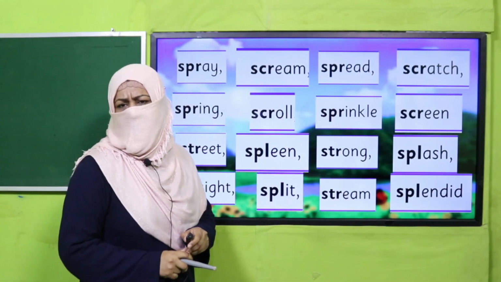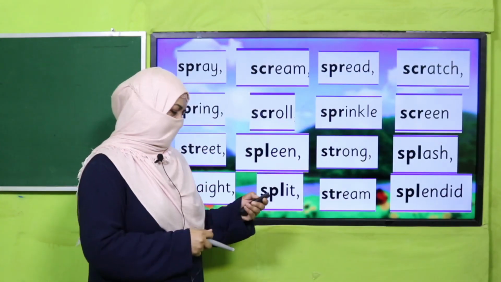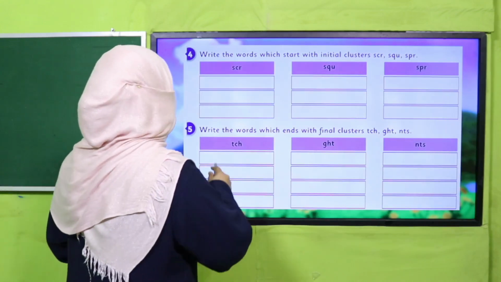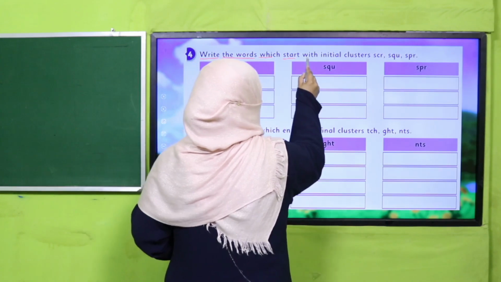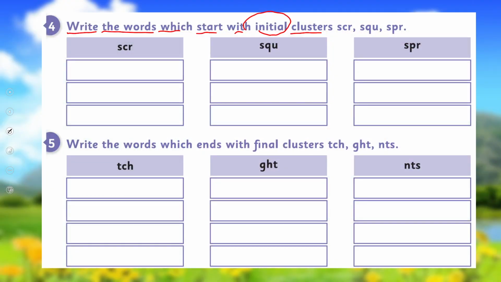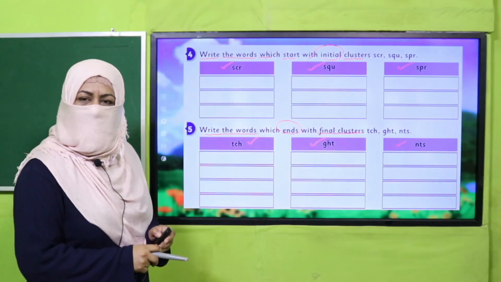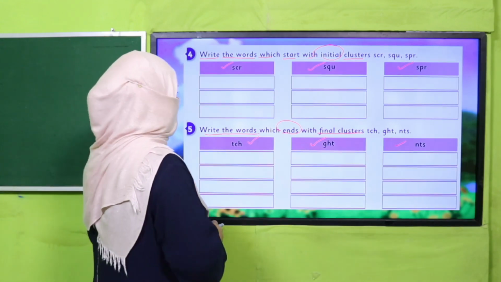Yes, my dear children, all of you did it. Wonderful. So it's time to practice it from your book. Write the words which start with initial clusters that are given here. These three clusters you will use in the initial position, and write the words which end with the final clusters which are given here. So you'll pause the video, write the words in the given spaces and then come back. Yes, my dear children, are you done with it? Okay, so it's time for your homework.